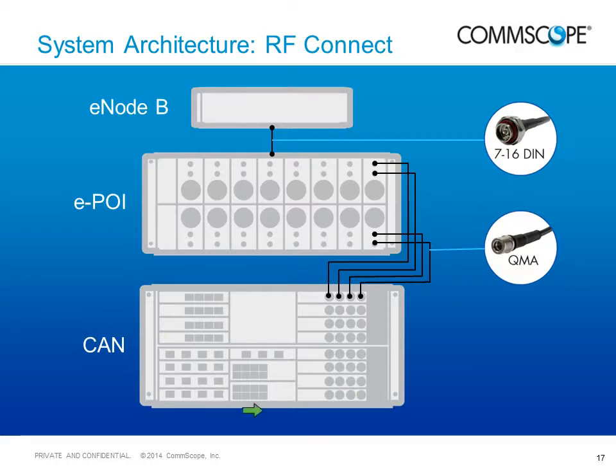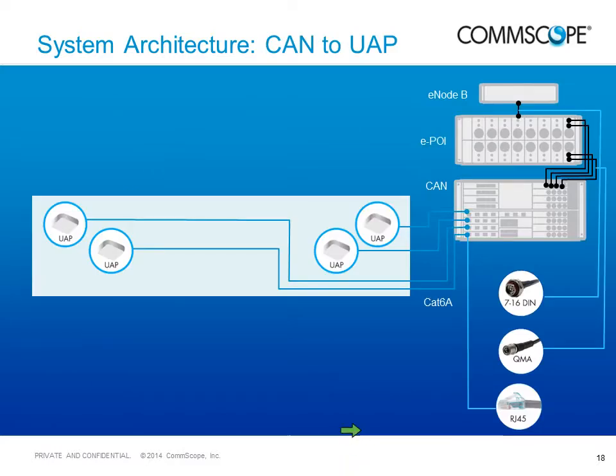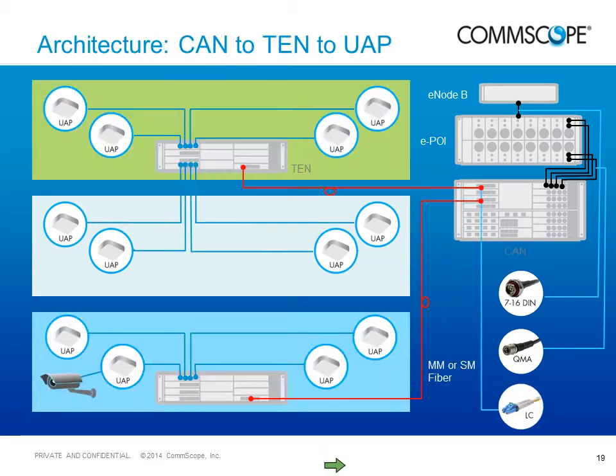From the CAN, we can feed up to 16 UAPs using the Cat6a cable and Ethernet ports in the front, on the bottom left-hand corner of the CAN. And if we want to, like I said earlier, expand beyond 16 UAPs, or if the distance from the CAN to any of the UAPs is over 100 meters, we need to expand that using a TEN, which is a transport expansion node, which would be here. So we have the eNode B connected to the ePOI, signals coming from the ePOI to the RF donor card, and then we are supporting up to 16 UAPs directly from the CAN, and then we have multimode or single mode fiber connecting the CAN to TENs, and each one of the TENs can support 16 UAPs.